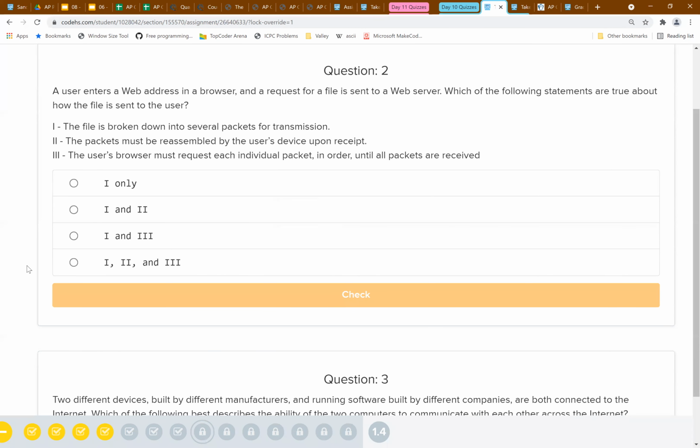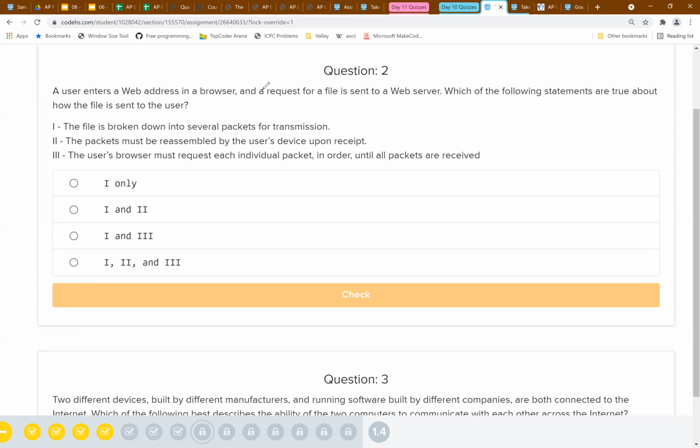A user enters a web address in a browser and a request for a file is sent to a web server. Which of the following statements are true about how the file is sent to the user? The file is broken down into several packets for transmission. The packets must be reassembled by the user's device upon receipt, or the user's browser must request each individual packet in order until all packets are received.